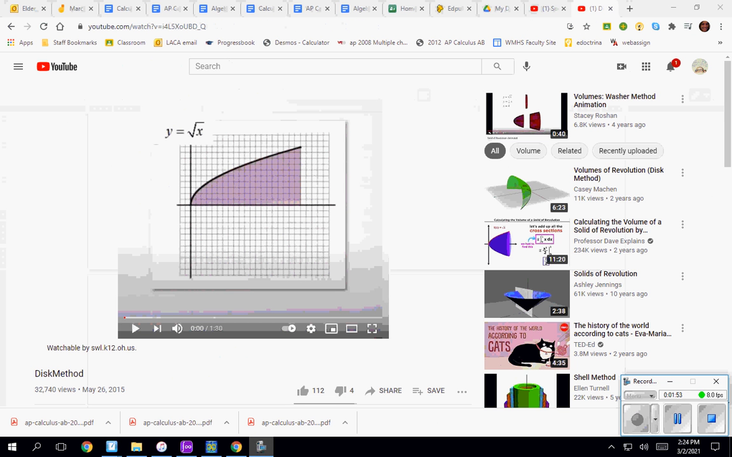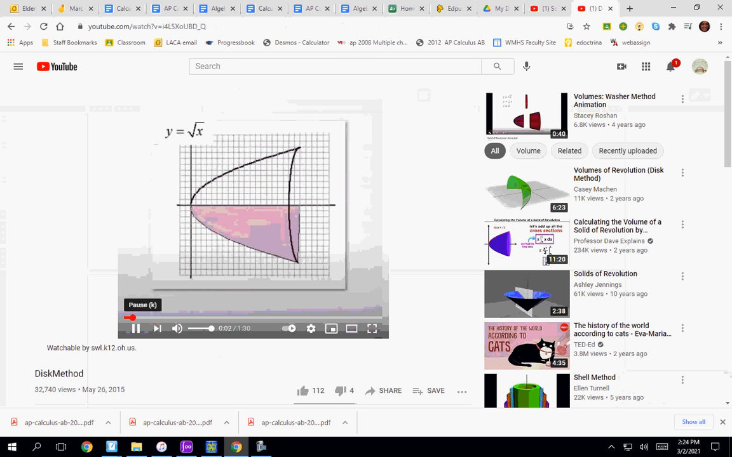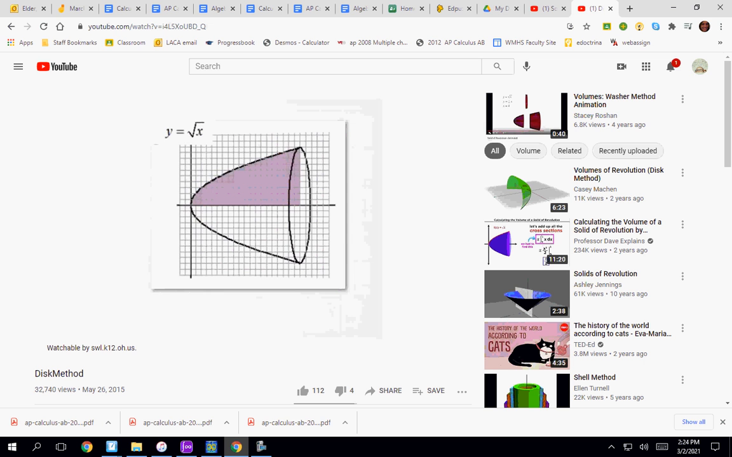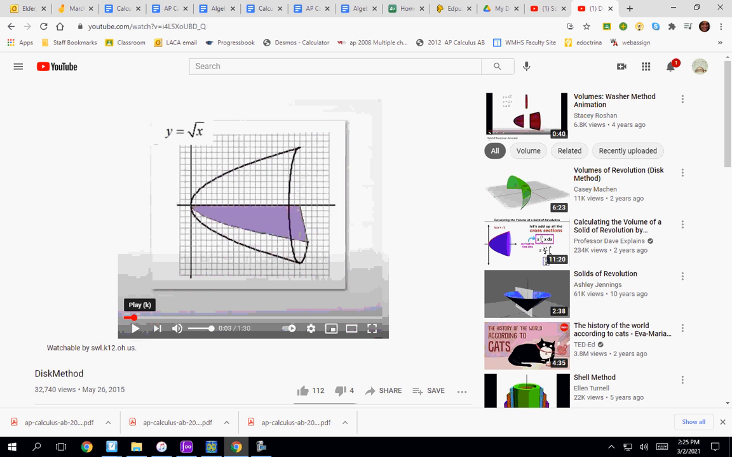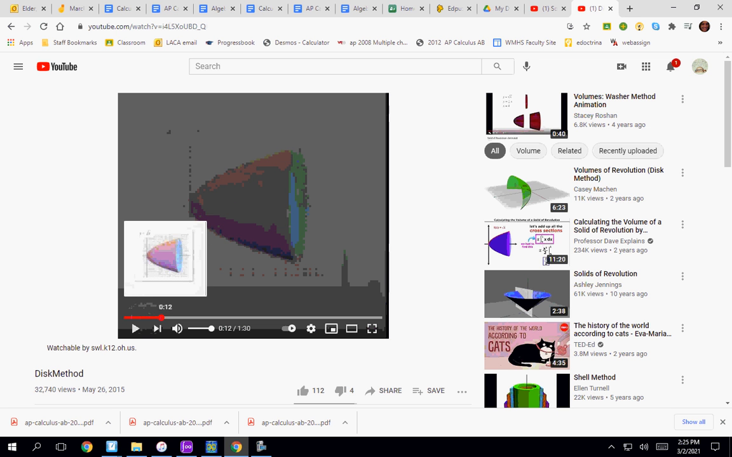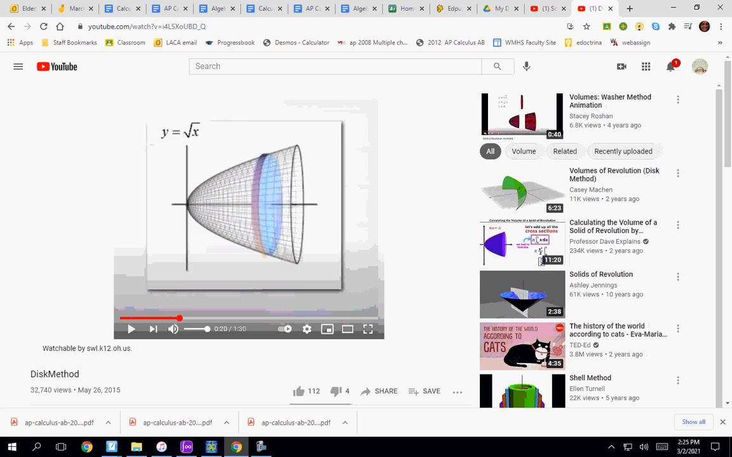So you can see in this video, I have the region graphed. And if you notice, they're now revolving it around the x-axis, and it creates this circular, almost like a funnel shape. And now when we take our cross section, it's actually a circle or a very, very thin cylinder. And you can see here they're showing you what that cross section would look like.